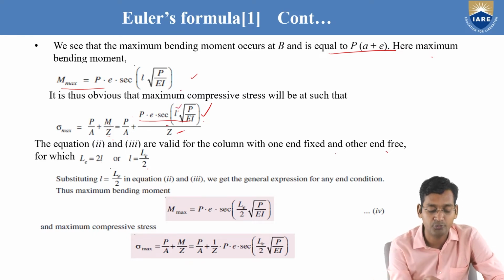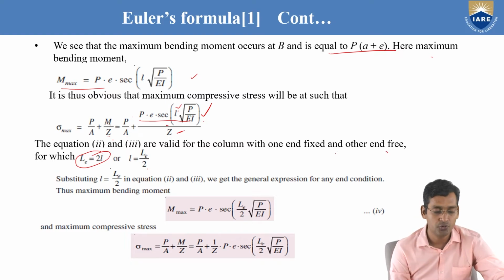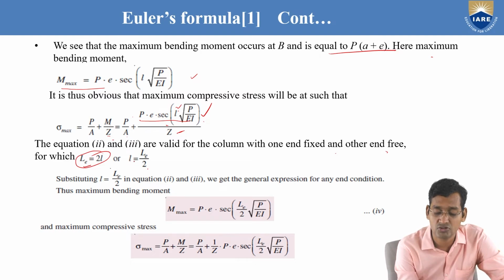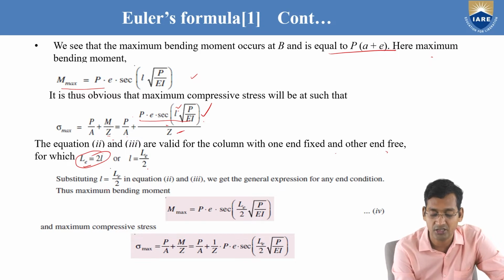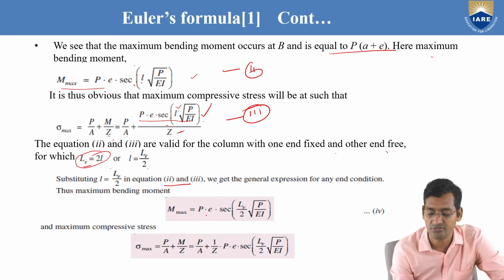This L as LE by 2, because we know the equivalent length for one end fixed and one end free is equal to 2L. So that we will use here. From this, L equals LE by 2. After substituting L equals LE by 2 in equations 2 and 3, what will we get? This is the second equation, this is the third equation. So M equals P secant of capital L by 2 root P by EI, that is, P secant of LE by 2 root P by EI, with the equivalent length.